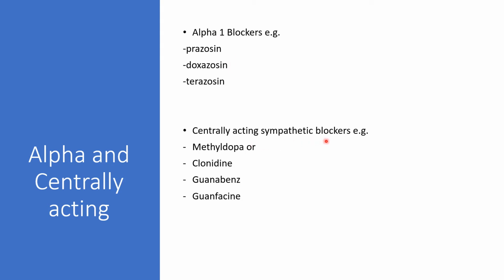Centrally acting sympathetic blockers like methyldopa or clonidine. There's a separate presentation on clonidine right here on my channel. You can click on that, look for clonidine, and then listen and get full information on that. Guanabenz or guanfacine, they are all centrally acting sympathetic blockers.